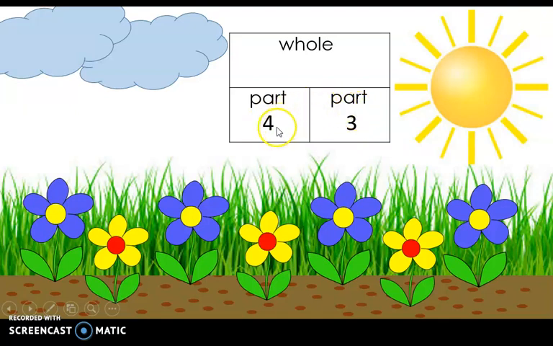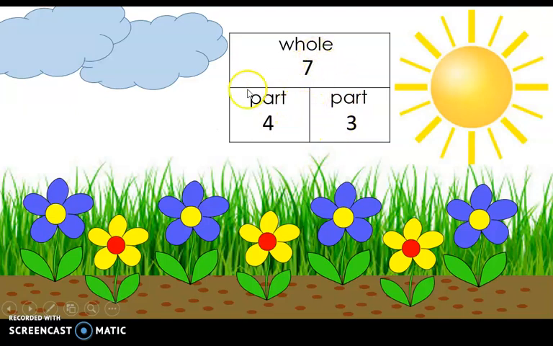Now, all together in my whole garden, let's count how many flowers there are. Ready? 1, 2, 3, 4, 5, 6, 7. So my whole garden has 7 flowers. If I break it into 2 parts, I have 4 purplish blue and 3 yellow. Together they make 7. So my part, part, whole is 4, 3, and 7.